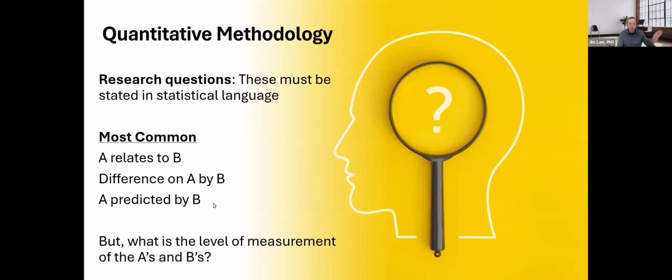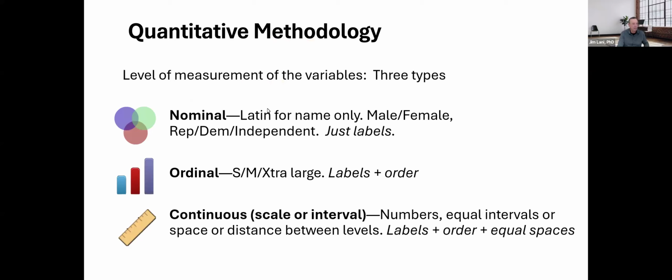What's going to be really, really critical to the type of test, though, is the levels of measurement of the variables. Absolutely critical. So, what are the levels of measurement of A's or B's? It makes a huge difference in driving the test. Let's talk about A's and B's. Basically, there are three buckets of A's and B's.